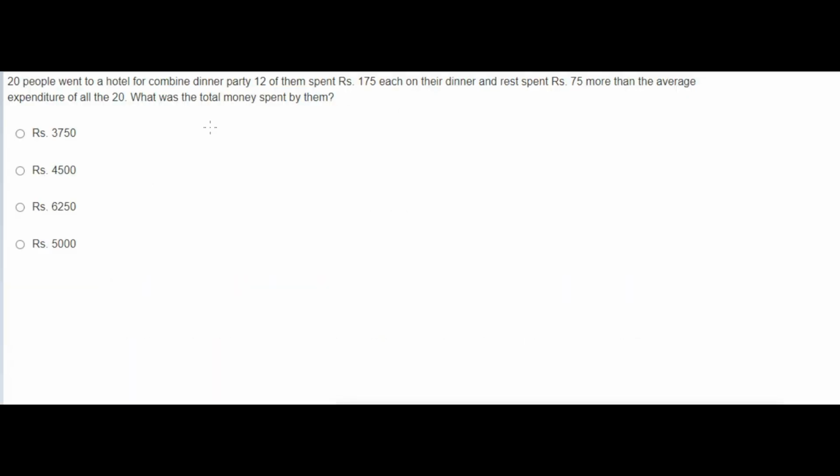Okay, welcome back. Look at the question. What do they mean? 20 people have gone to a hotel, I think for a treat, for a dinner party, and then 12 of them have spent only 175 each. 175 each means what? The average of 12 members is 175. Is it right? Because all 12 members have exactly taken 175 rupees of food.